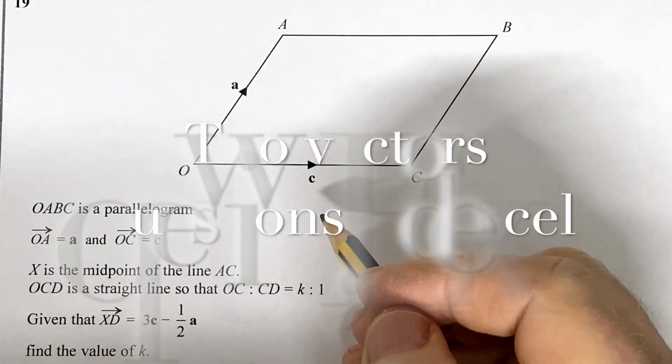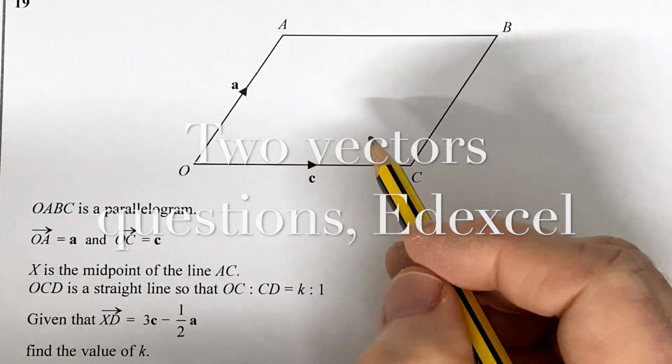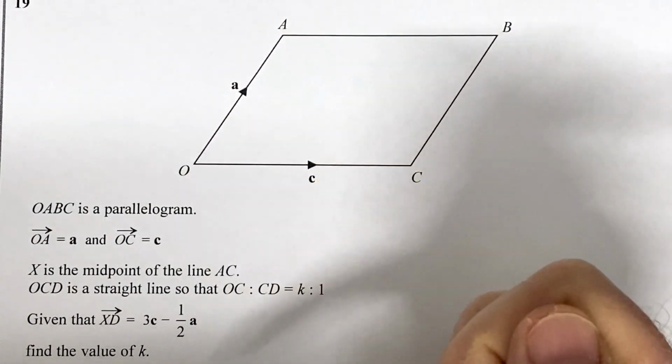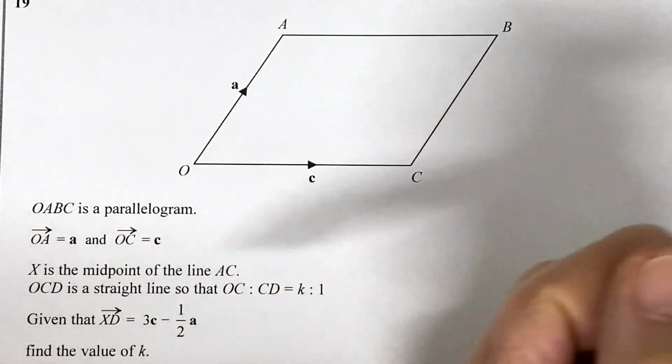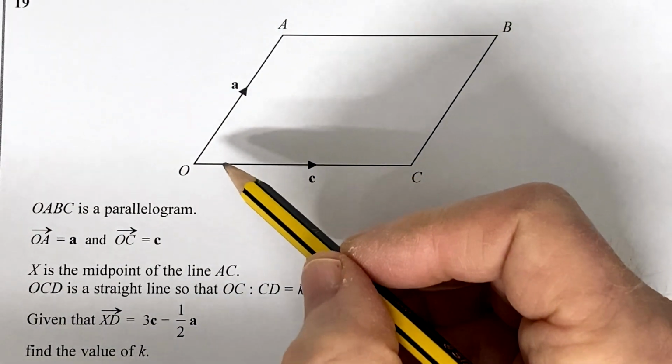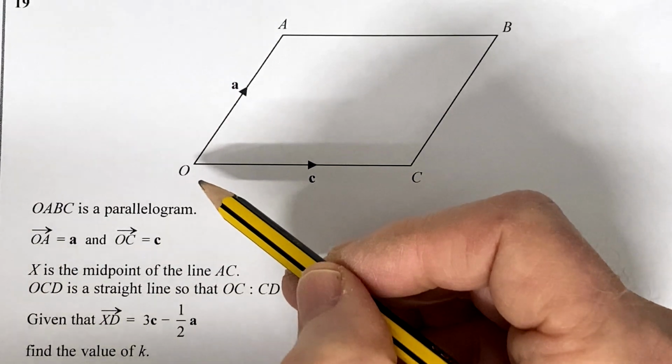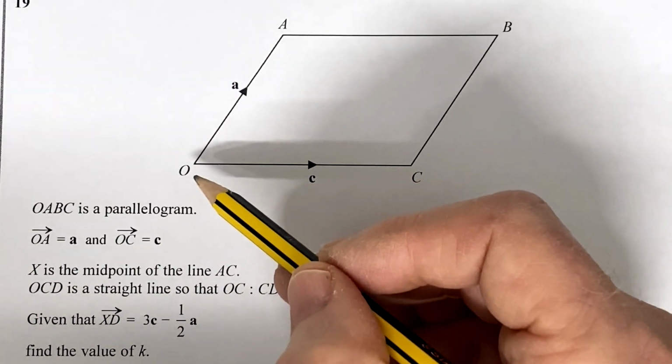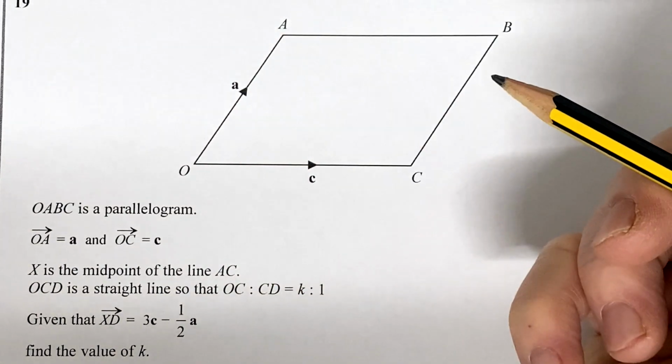Here's a question on vectors. Before we actually tackle the question, I'm going to remind you of a few general principles about vectors. First of all, the definition of a vector is that it has magnitude and direction. Magnitude simply means size, so it's got a size and it's got a direction.